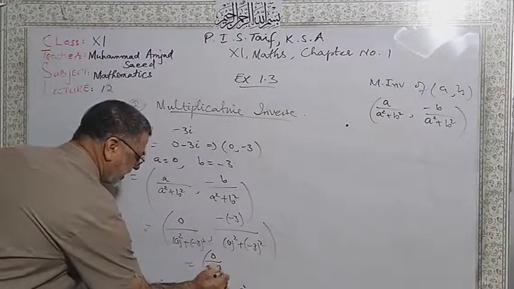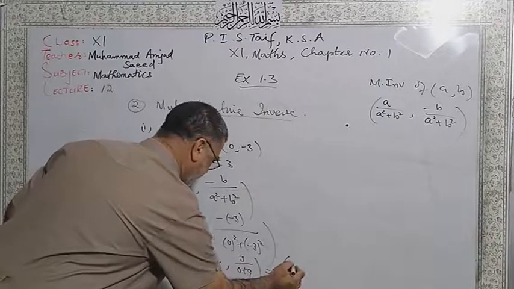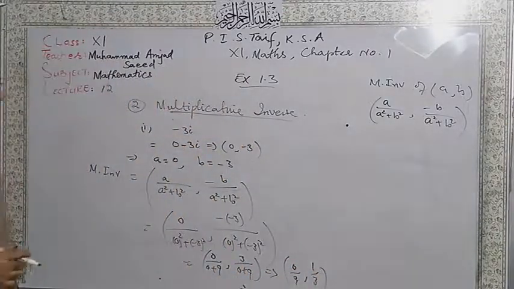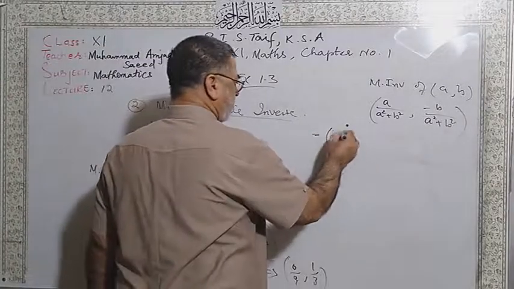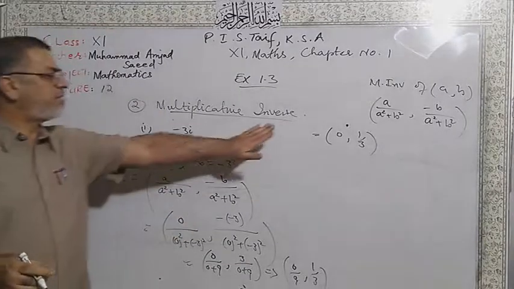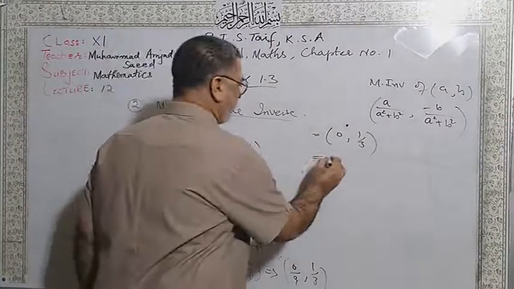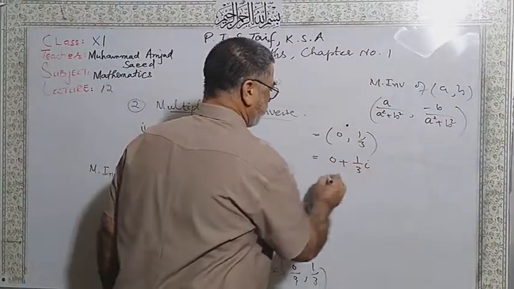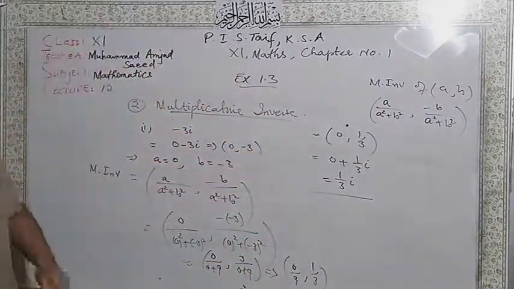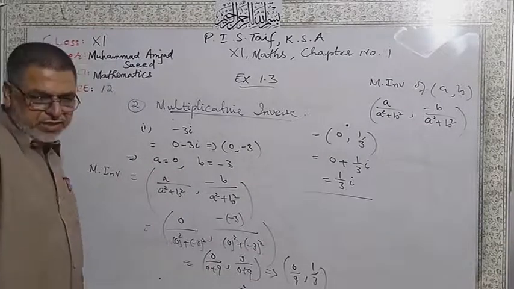So what about that one? 0 over 0 plus 9, 3 over 0 plus 9, which implies 0 over 9 and 1 over 3. You can write down (0, 1 over 3). Dear students, you have the question in terms of iota, so convert your answer into the form of iota: 0 plus 1 over 3 iota. So 1 over 3 iota is your answer. In this way, you can find your answer.